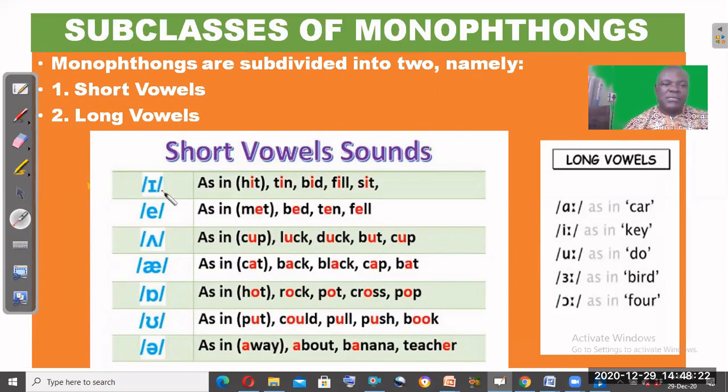We begin with E as in hit, teen, beat, feel, sit. E as in met, bed, turn, fell. As in cup, lock, duck, but, cup.